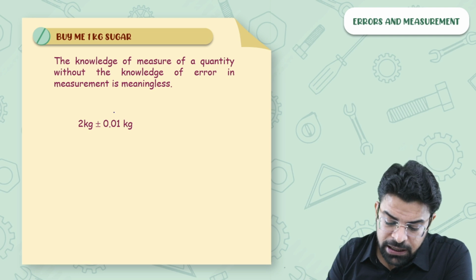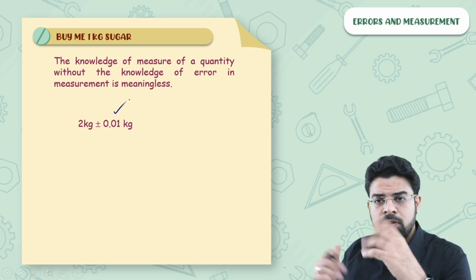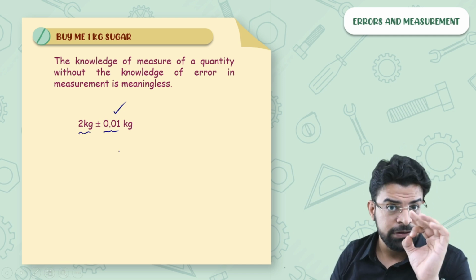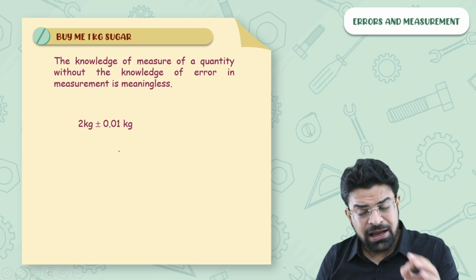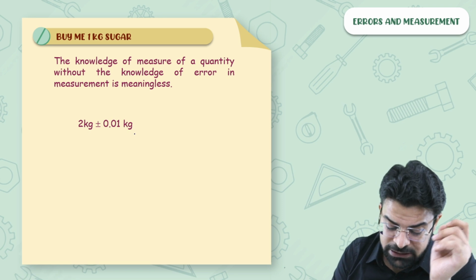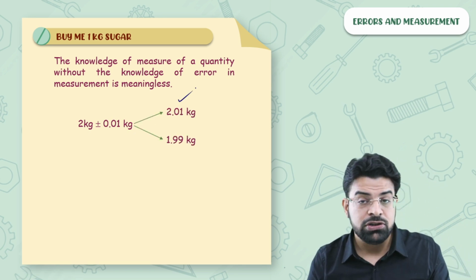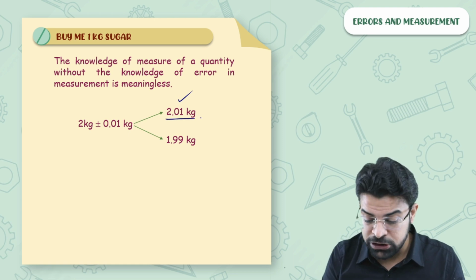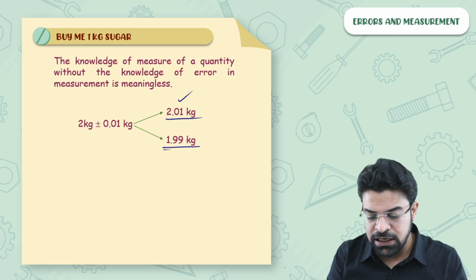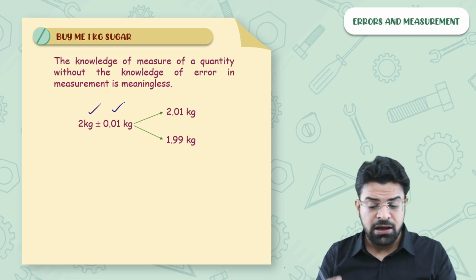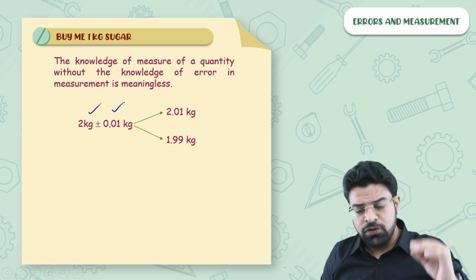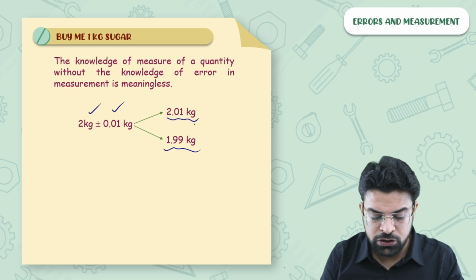So if I tell you I have bought sugar, 2 kg plus minus 0.01 kg of sugar, it means that the maximum amount of sugar that I might have is 2 plus 0.01, that is 2.01 kg, and the minimum amount is 2 minus 0.01, that is 1.99 kg. If I say I have bought 2 kg plus minus 0.01 kg of sugar, I can have any amount of sugar between 1.99 kg and 2.01 kg.